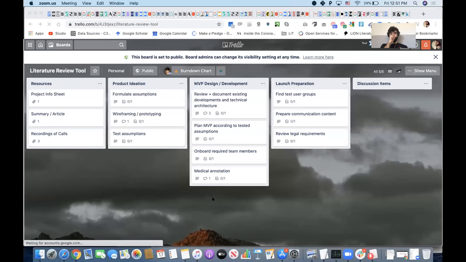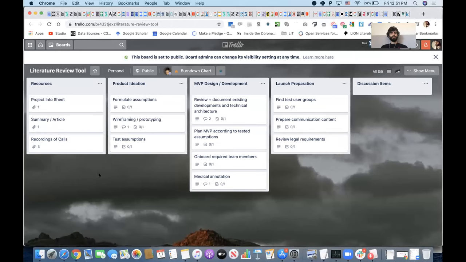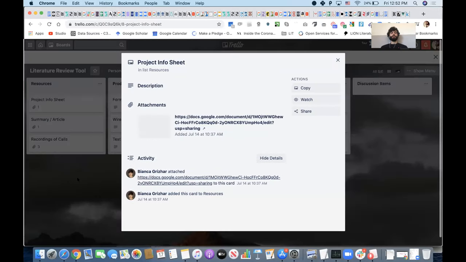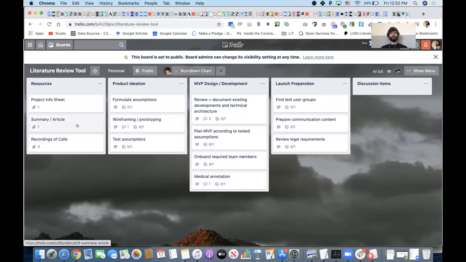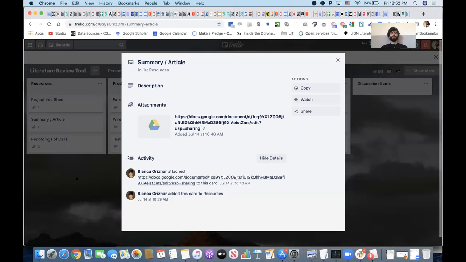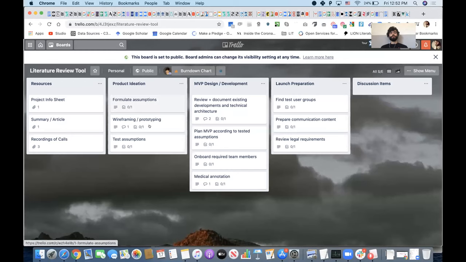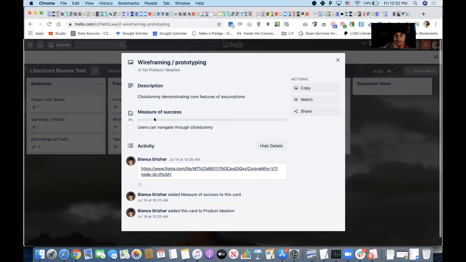So the next item on the agenda is the actual roadmap and the Trello board that Bianca created. And she broke it down into our standard kind of resources at first. We have recordings of the calls in here. We have an info sheet that explains the nature of the project. We have the summary created by Kathy here. We have some assumptions, wireframing, which is where we're at now, formulating assumptions. Wireframing and prototyping is fine, but we need to make sure we get the assumptions right.